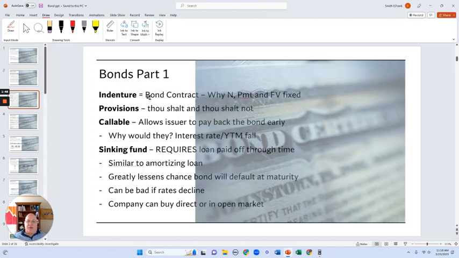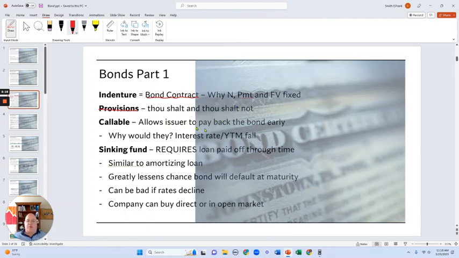So the indenture is essentially the bond contract. That's why, of course, the payment and the future value are fixed. There are a lot of different provisions. A lot of people call them thou shalt and thou shalt not. Some of them are financial, say, make sure that you maintain certain ratios, current ratios, or maybe times interest earned or debt to equity, that kind of stuff. Others might be, hey, don't sell the bond out from underneath us, or use it as collateral on something else.